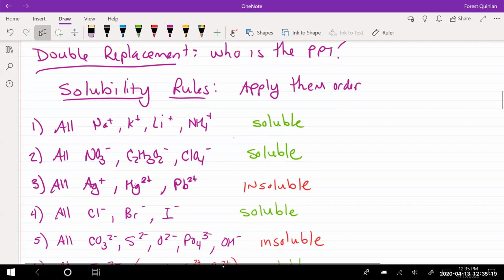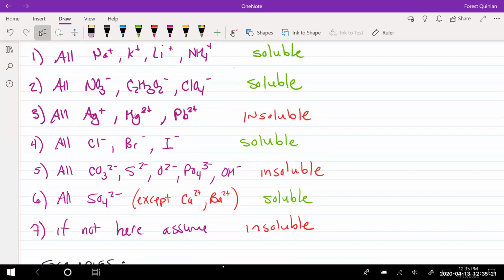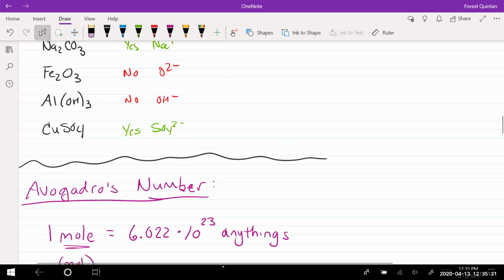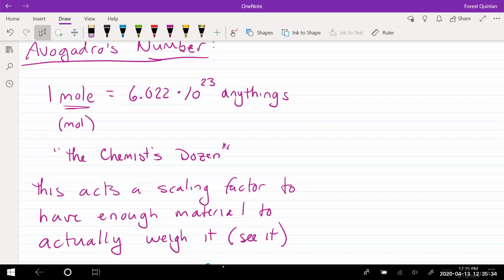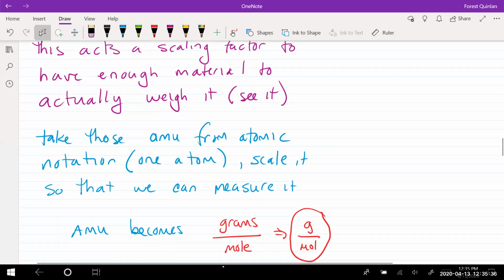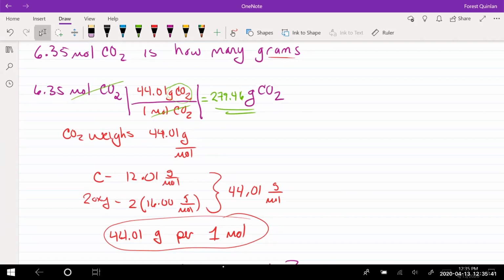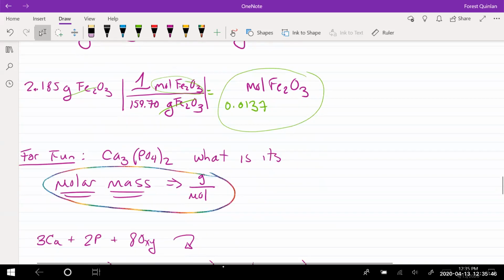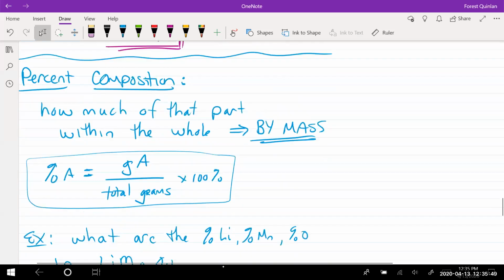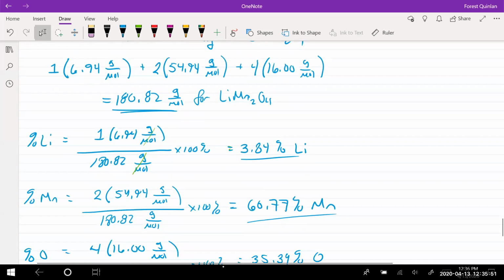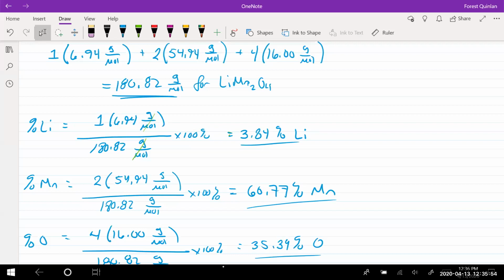Double replacement. We had a complex set of rules here that hopefully boil down to this. Sodium swims. All nitrates are soluble. And then worry about the rest of them. And we learned that this Avogadro's number turns anything into a mole, and those moles are now measured in grams. We can do a couple of very simple conversions there, just making sure our units go. And of course, we can get the percent composition by taking everyone's part over the whole. That's it.